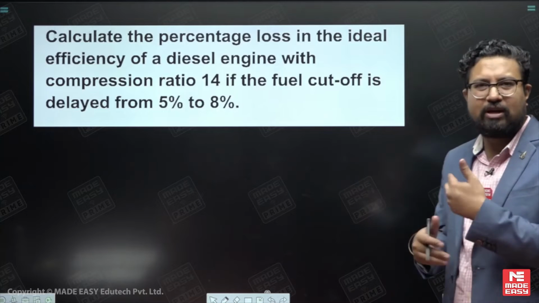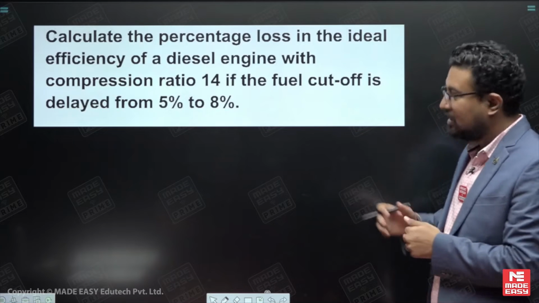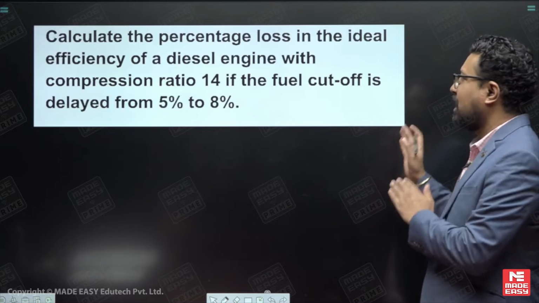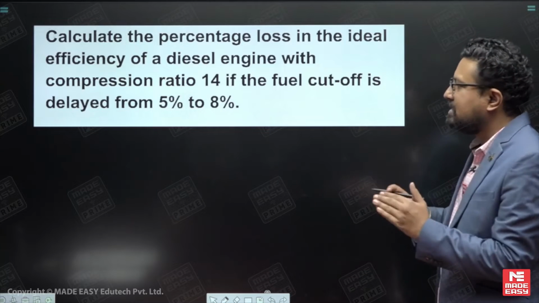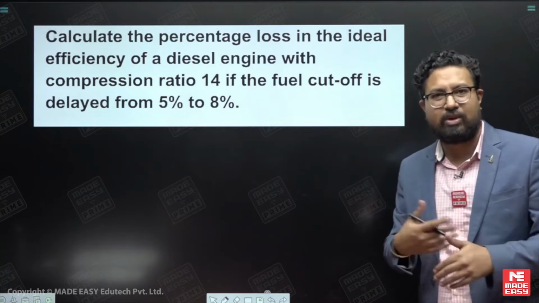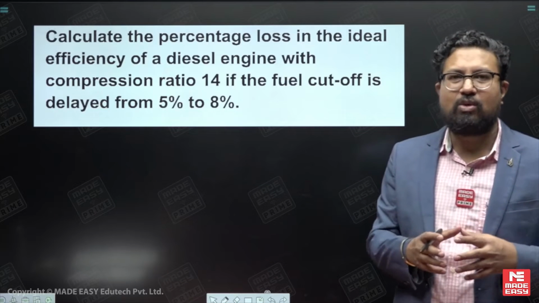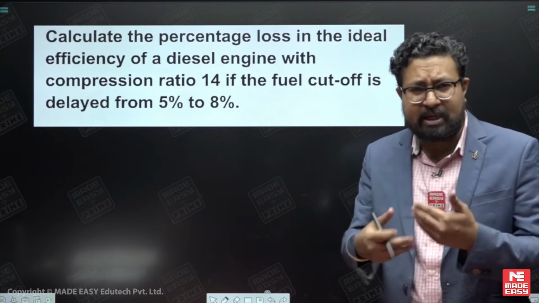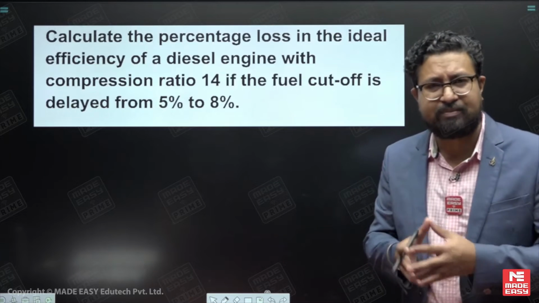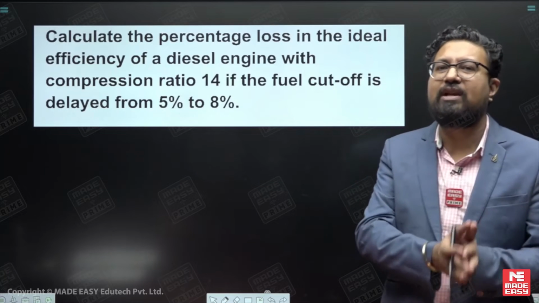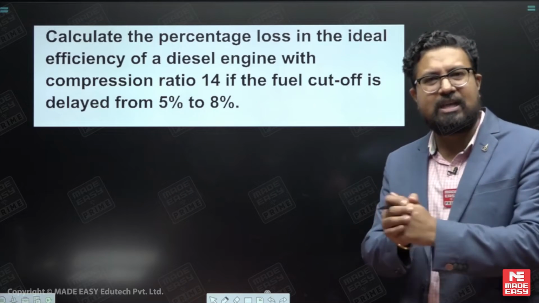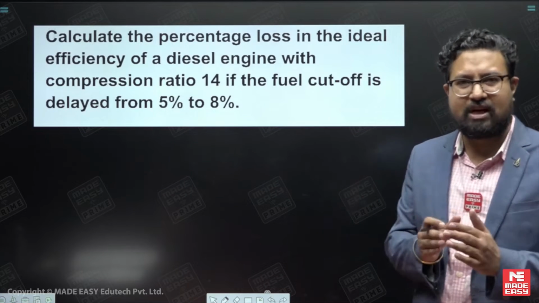So we are talking about the ideal cycle with compression ratio 14 if the fuel cutoff is delayed from 5% to 8%. Now let us first understand what they mean by the delay in the fuel cutoff and how it will affect the efficiency. So let us understand something about this and then we will calculate whatever they are asking.